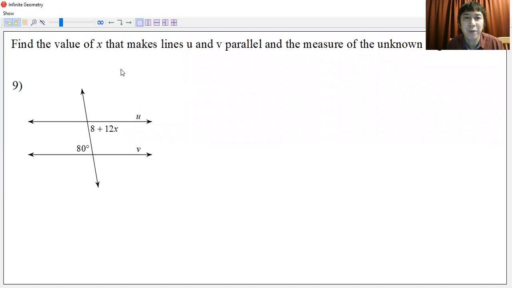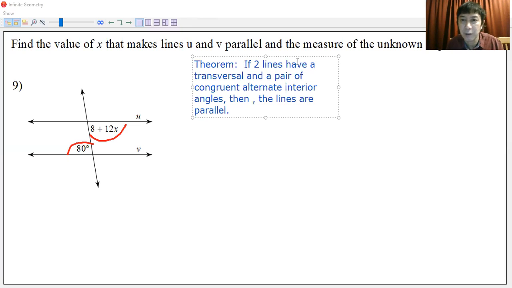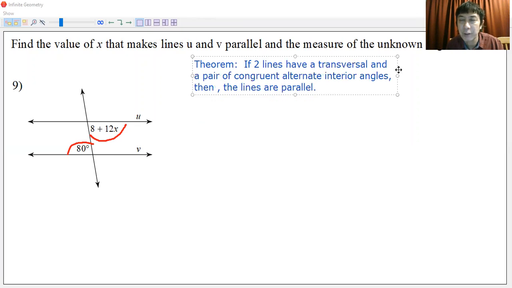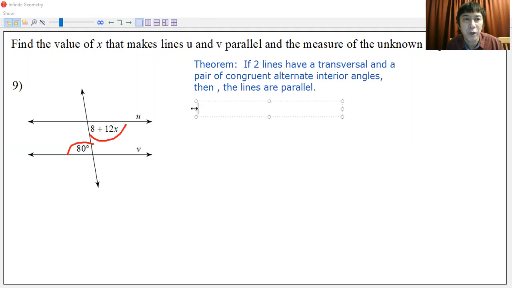All right, so we have here what kind of pair? We have an alternate interior angle pair. So we can still apply the theorem. If two lines have a transversal and a pair of congruent alternate interior angles, then the lines are parallel. So we set our working equation. 8 plus 12x must be equal to 80.